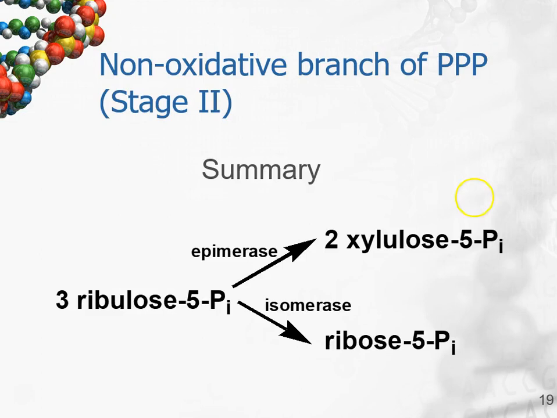In summary, we will take from stage 1, carried out 3 times, 3 molecules of ribulose 5-phosphate. 2 of them will be epimerized to xylulose 5-phosphate, and 1 of those will be isomerized to ribose 5-phosphate. In the next video, I will explain what we will do with these 2 molecules of xylulose 5-phosphate and the 1 molecule of ribose 5-phosphate.